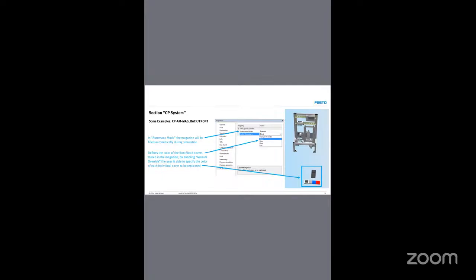Okay, this is another one, magazine. So these are the CP settings of the magazine. We have automatic mode and a manual override. If automatic mode is enabled, when we start the simulation, the magazine will fill workpieces automatically. Even when the workpieces are finished, it will autofill. If it is disabled, you have to add the workpieces manually.